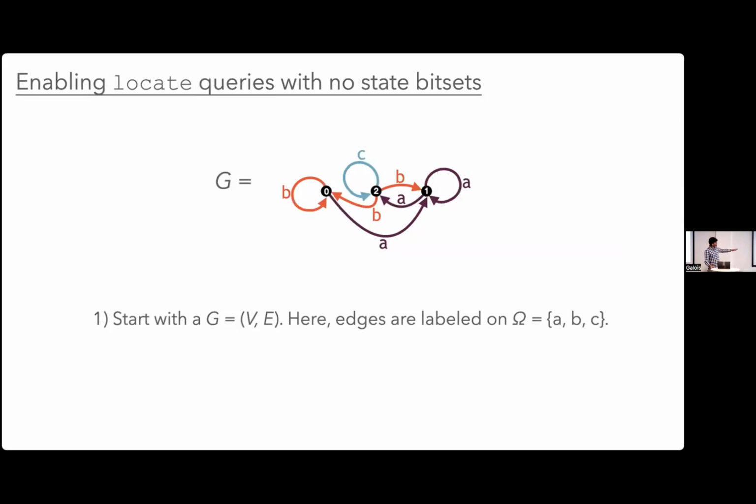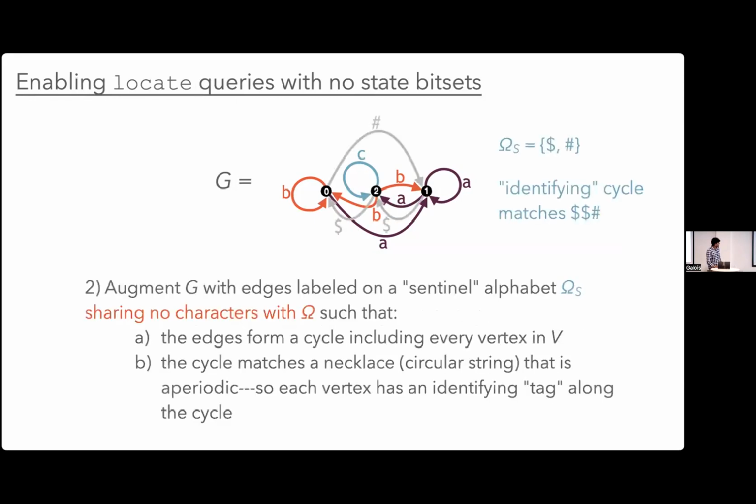You start with some graph G. In this example, the edges are labeled on the alphabet omega equals A, B, C. Now I want you to augment G with edges labeled on some sentinel alphabet omega S that shares no characters with omega, such that A, the edges form a cycle including every vertex in V, and B, that cycle matches a necklace, a circular string where each character has a predecessor and a successor, but no character begins or ends the string. That circular string should be aperiodic. And this will mean that each vertex has an identifying tag along the cycle.